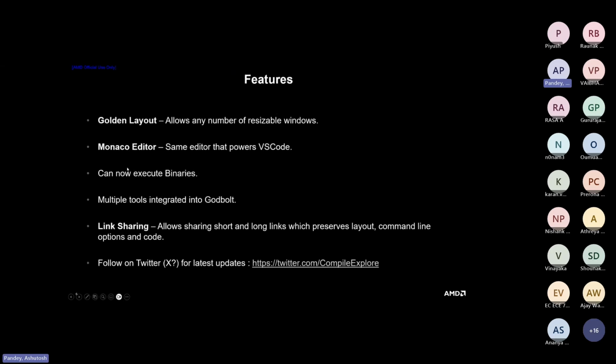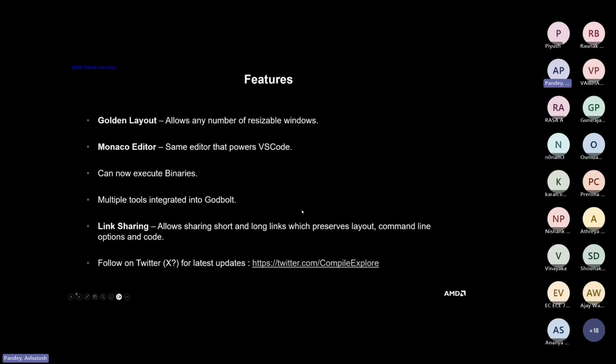So let's take a look at some of the features. One is that it has a golden layout. That means you can have any number of windows. You can have three panes, four panes, six panes, pane split visible vertically or horizontally, however you want it. And it uses the Monaco editor. So if you have used VS Code, Godbolt will seem sort of familiar to you. It's the same kind of layout and it's the same editor.